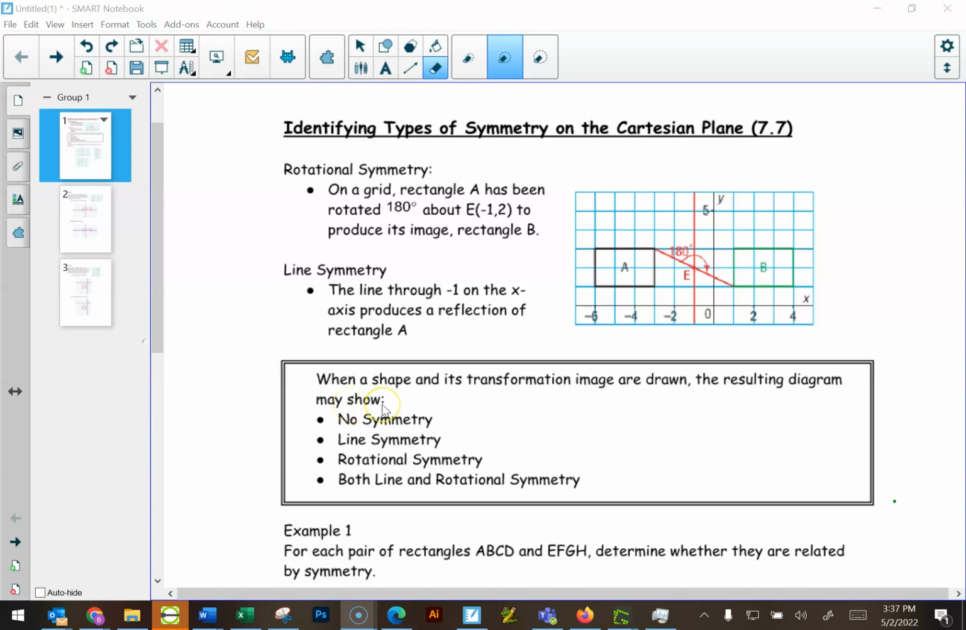Hi, grade 9s. Today I'm going to take you through 7.7, which is the last portion of Unit 7. And we're going to be looking at identifying types of symmetry on a Cartesian plane.